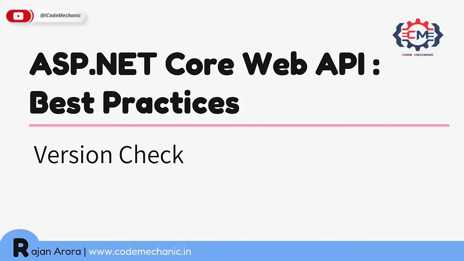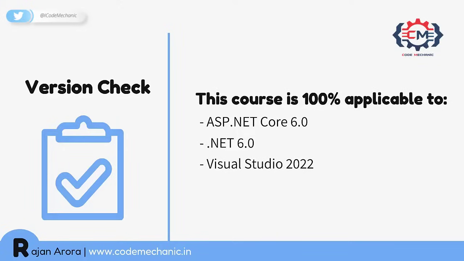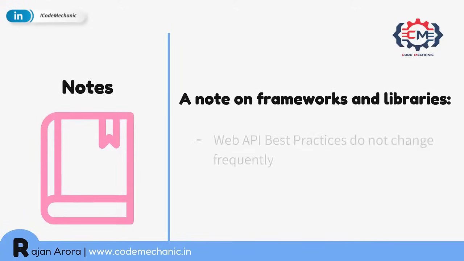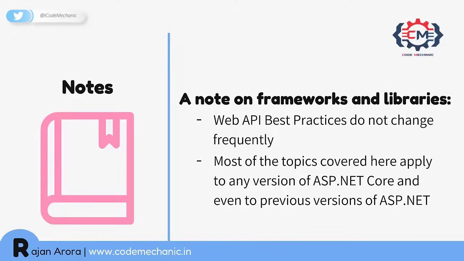Before we begin, a quick note on the version used in this course. This course was created using the displayed version of ASP.NET Core, .NET and Visual Studio. This course is 100% applicable to the versions of ASP.NET Core, .NET and Visual Studio that you see on the screen now. Web API standards and best practices do not change frequently. What is applicable using today's framework and tools typically applies just as much to previous versions of web APIs built with .NET. Of course, newer versions of this framework are going to be released and you will find updated versions of this course hence once they are released.